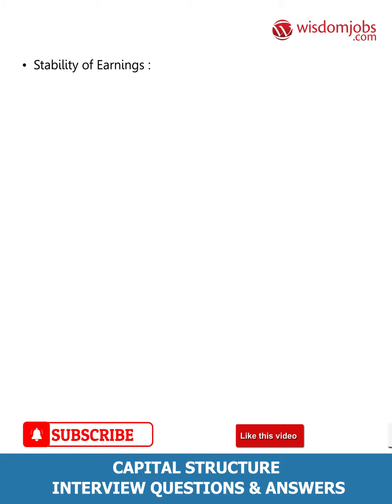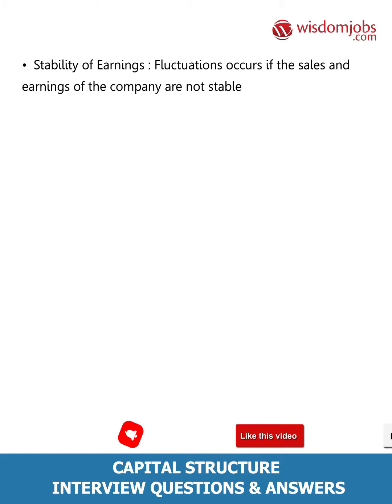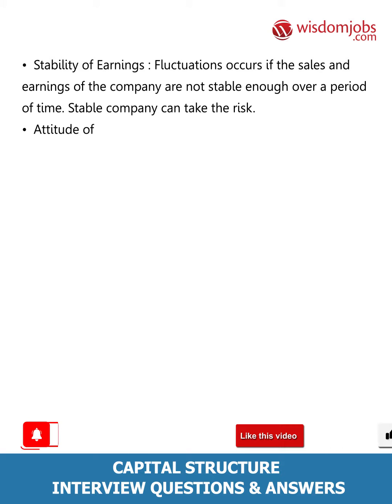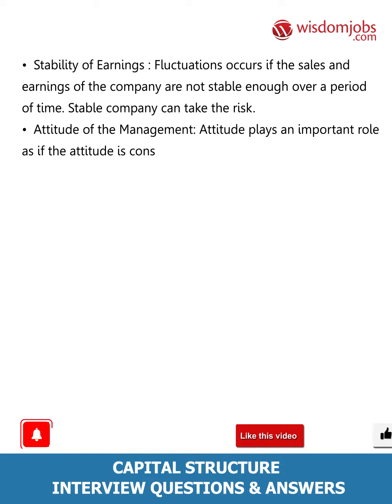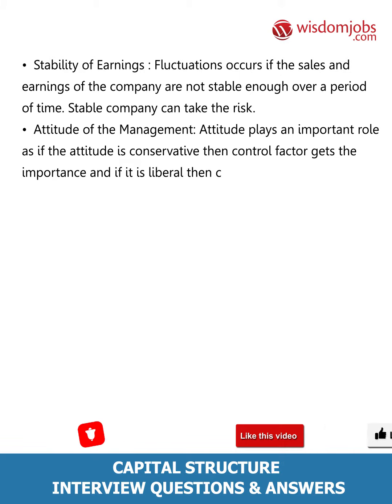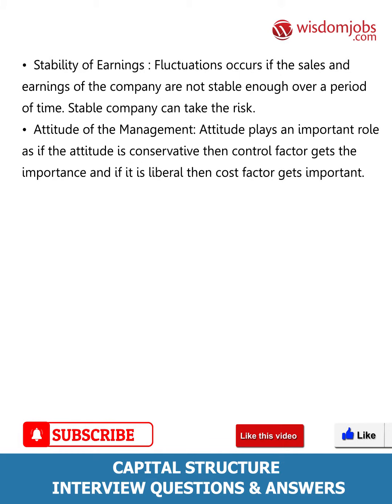Stability of earnings. Fluctuations occur if the sales and earnings of the company are not stable enough over a period of time. A stable company can take the risk. Attitude of the management. Attitude plays an important role, as if the attitude is conservative then control factor gets the importance, and if it is liberal then cost factor gets important.